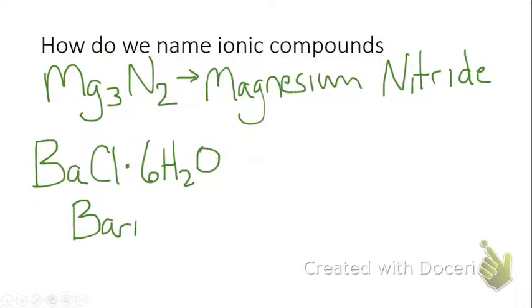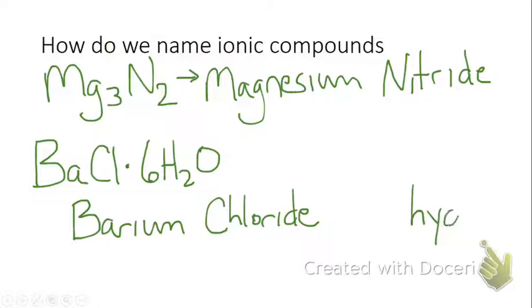So we have barium, which is Ba, chloride, but now there's an extra part. Whenever we have an H2O around an ionic compound, we call it a hydrate. And so here is where we need to learn the numerical words. So for 6, that is hexahydrate.